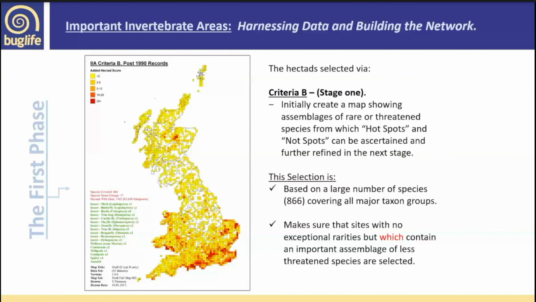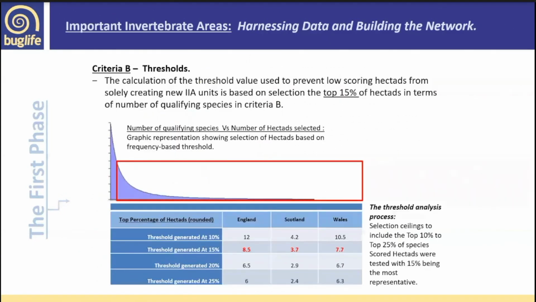So the thresholds have been designated through a fairly rigorous process. Lots of different methodologies have been tried. The final one was decided upon by our steering group, which was to select the top 15% of hectads in terms of qualifying species numbers and verification density. So what this does is create a cutoff of 8 species within the qualifying category B within England and Wales, and 4 within Scotland for that hectad to qualify. If it already qualifies through category A, that simply merges in.